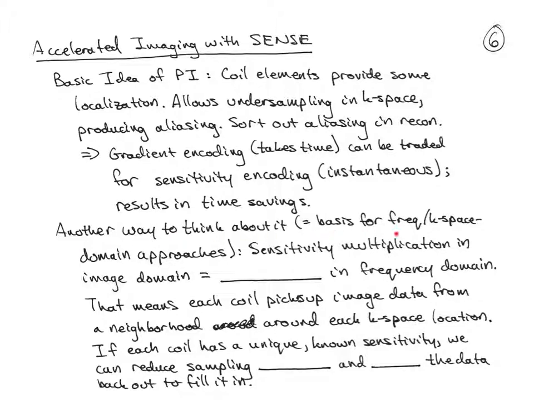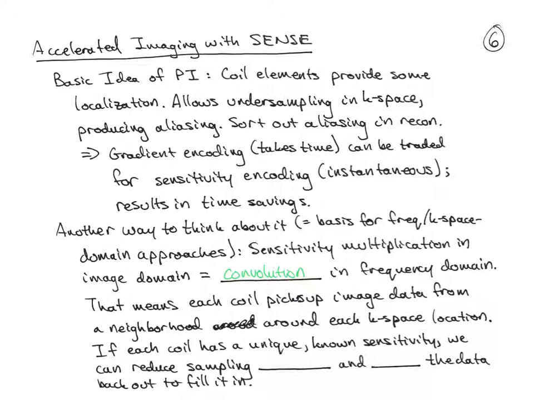Another way to think about it, which is the basis for frequency or k-space domain approaches such as GRAPPA or SMASH, is that the sensitivity multiplication in the image domain is equivalent to a convolution, of course, in the frequency domain. And what that means is that each coil picks up data not just from the point exactly visited by the k-space trajectory, but also from a neighborhood around each k-space location, right? Kind of like in the type 2 FFT, where we convolve our Cartesian k-space with a kernel, and that weighted data gets pulled into the data point. That is essentially what's happening with multiple localized receive channels as well, but now instead of a Kaiser-Bessel kernel, for example, we have the Fourier transform of the coil sensitivity.